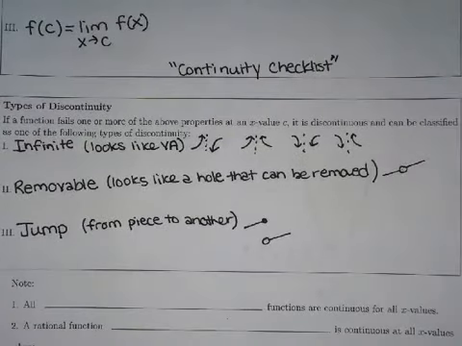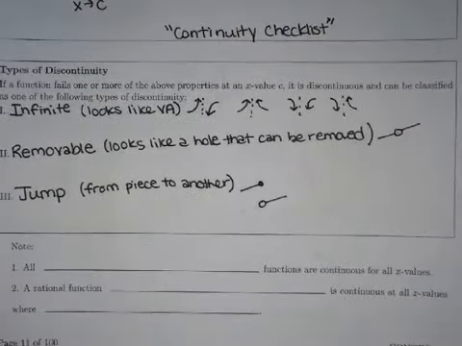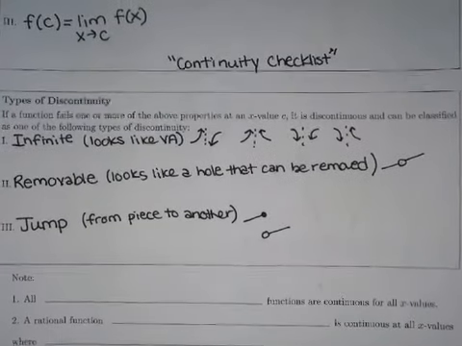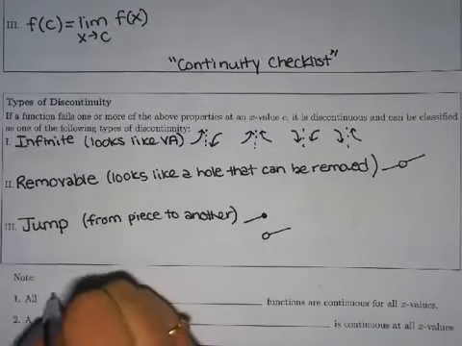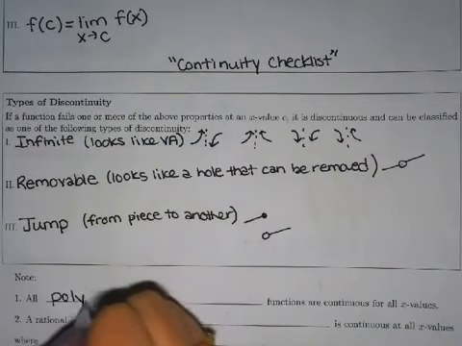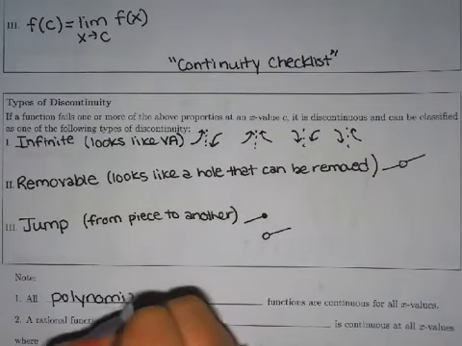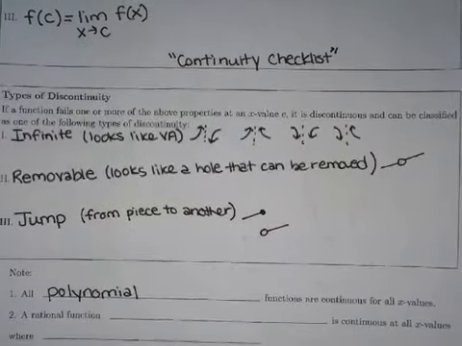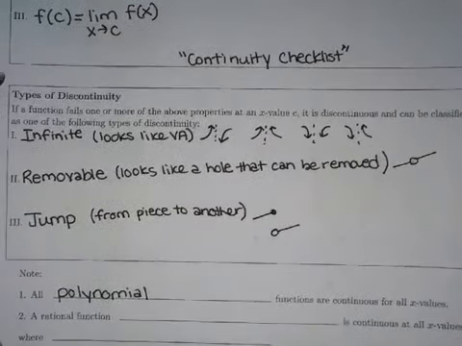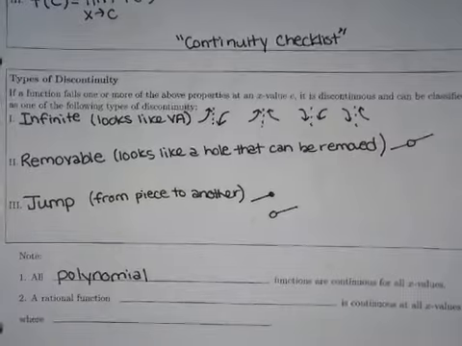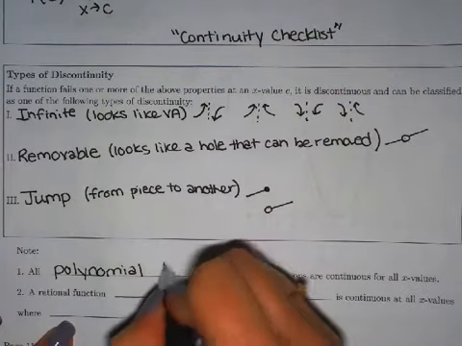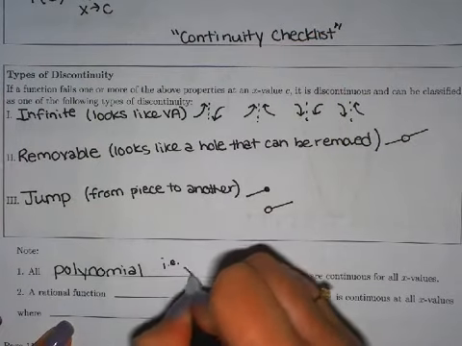So we want to note some patterns when we don't have a picture. All blank functions are continuous for all x values, and the answer for that is all polynomial functions. All polynomial functions are continuous for every x value. So a polynomial is something like x squared plus 5x plus 2, something where it's just x to a positive power added or subtracted together.